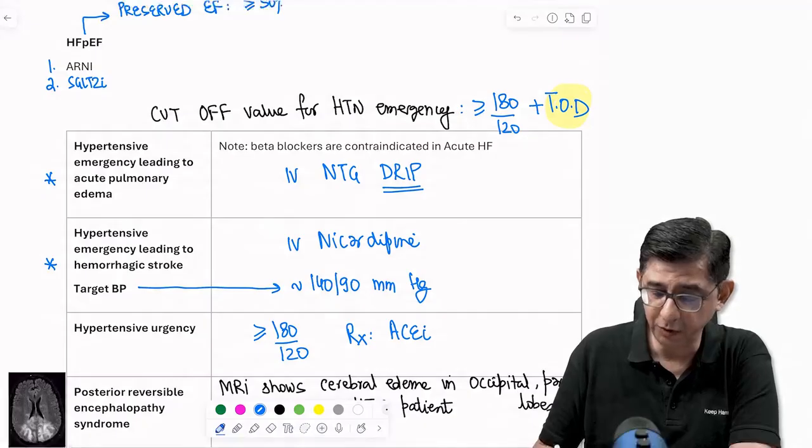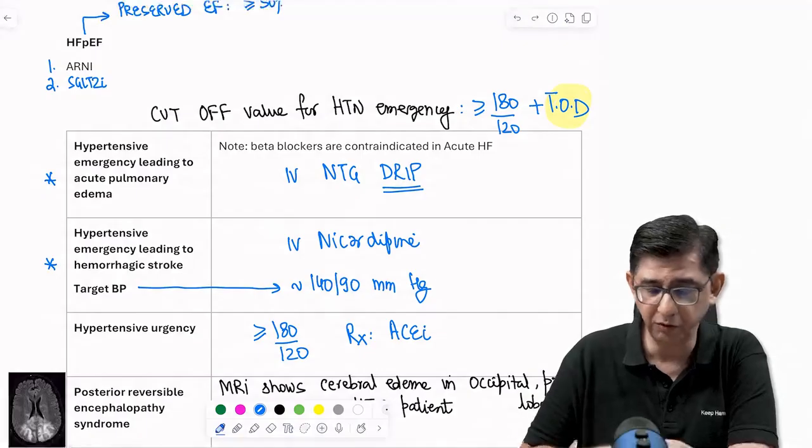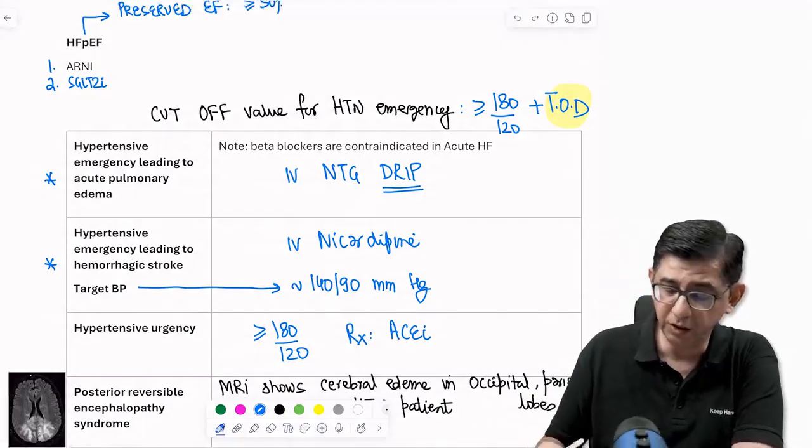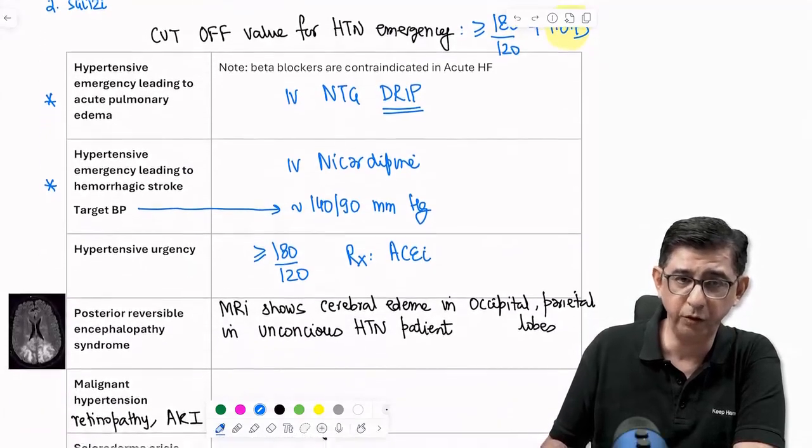This has been asked in NEET PG. What is the target blood pressure to be obtained in patients of brain hemorrhage? The answer is 140 by 90. For urgency, it is like use ACE inhibitors to bring down the blood pressure. There is no evidence of target organ damage.